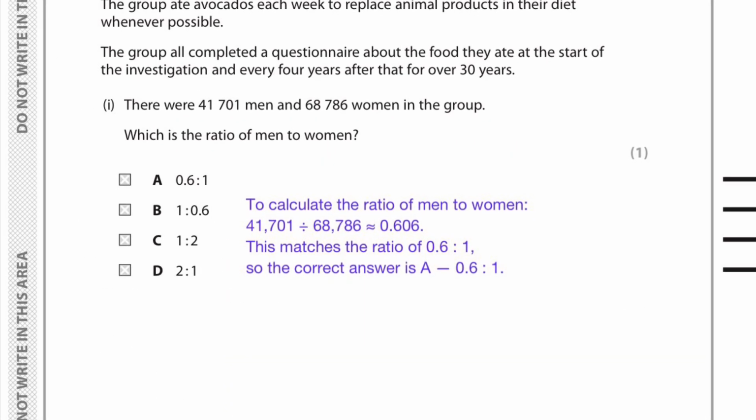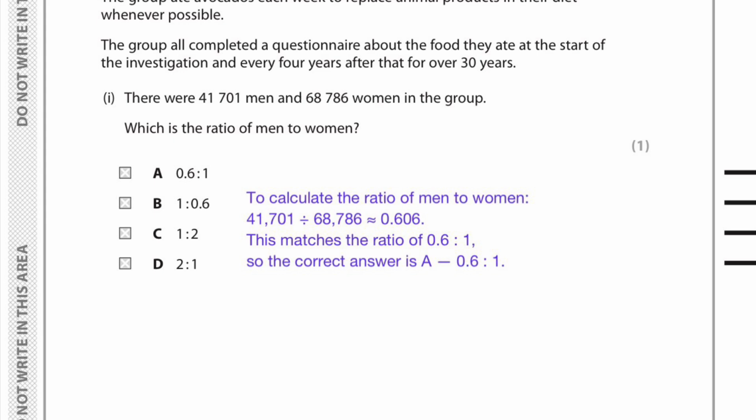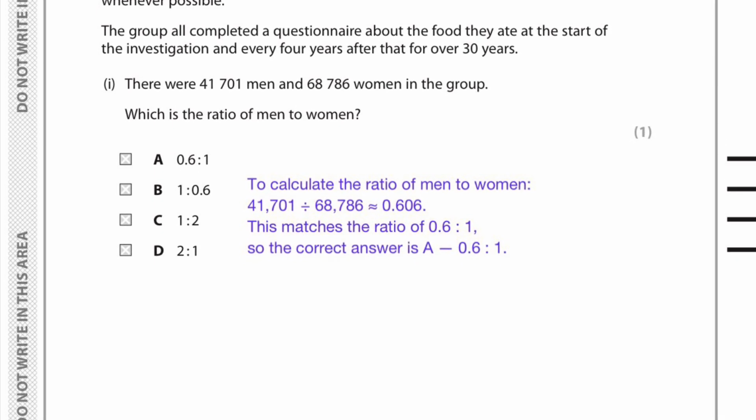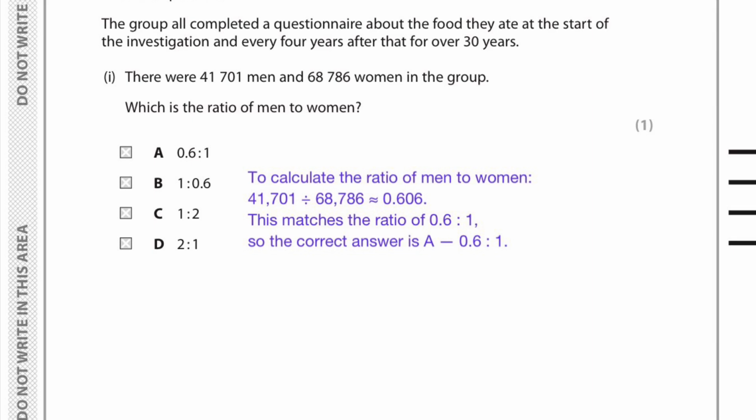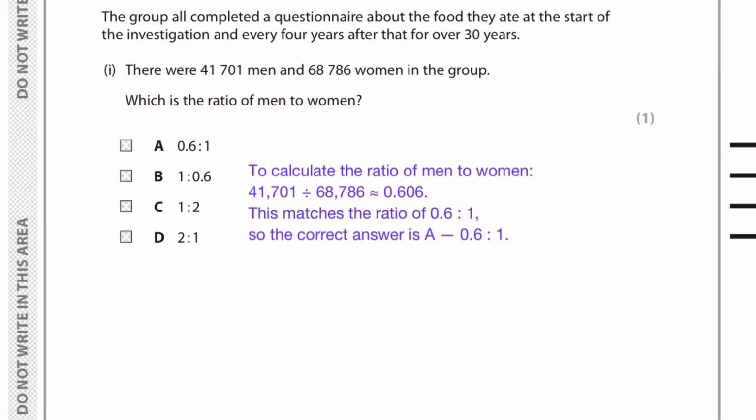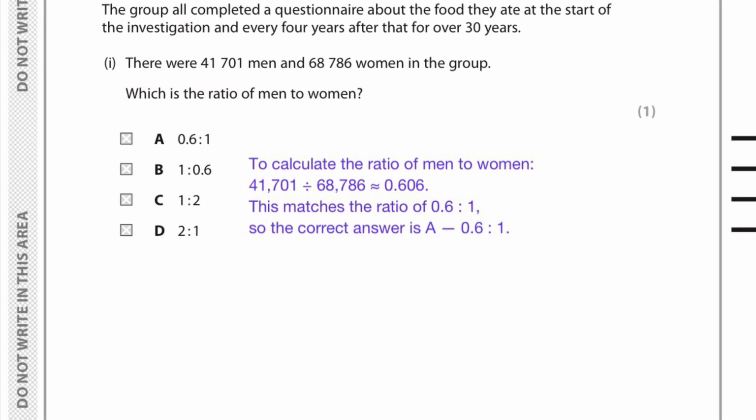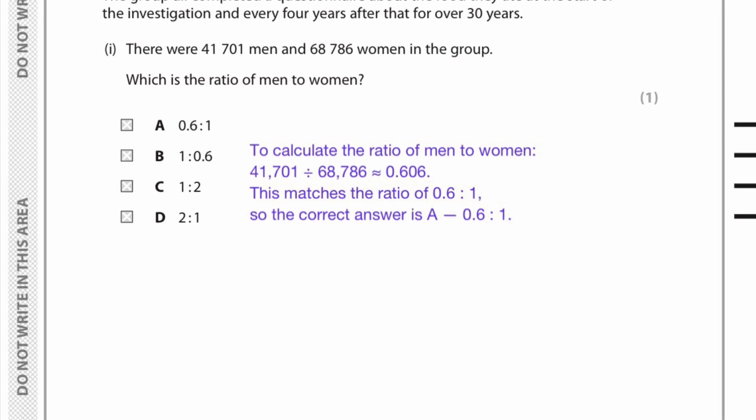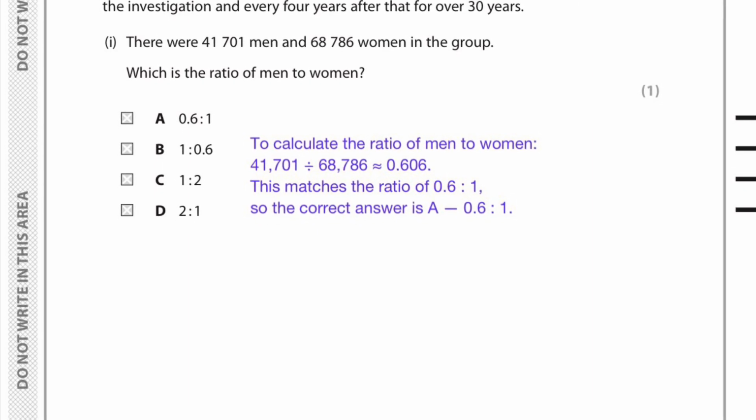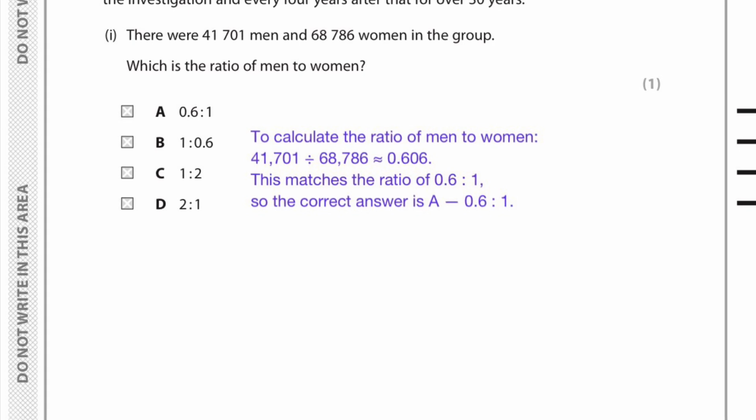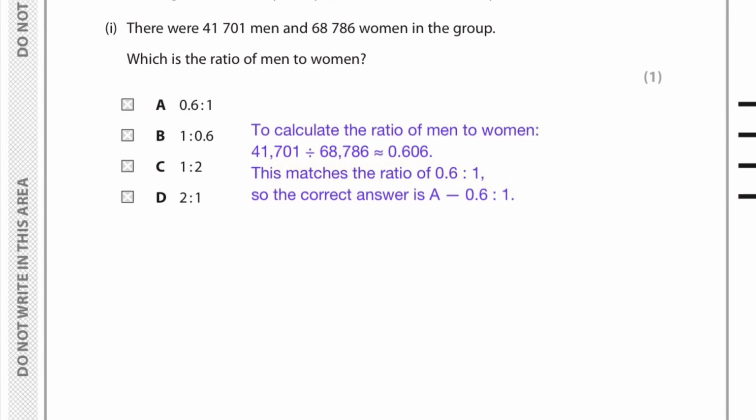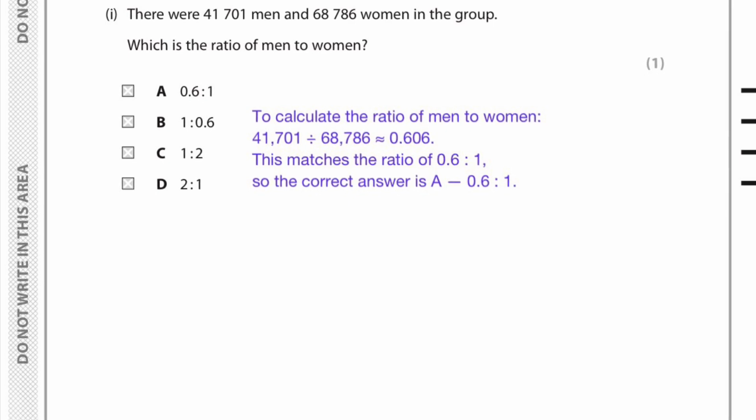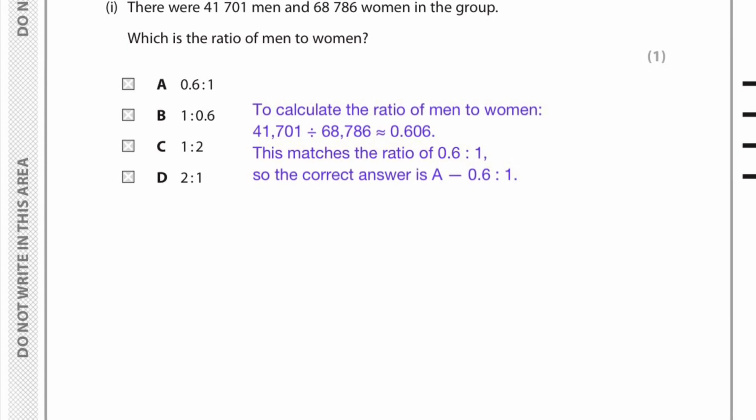They say there were 41,701 men and 68,786 women in the group, which is the ratio of men to women. This part is a simple ratio calculation. So I said, to calculate the ratio of men to women, 41,701 divided by 68,786 is approximately 0.606. This matches the ratio of 0.6 to 1, so the correct answer is A, 0.6 to 1.